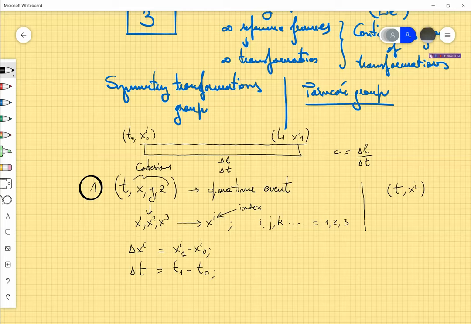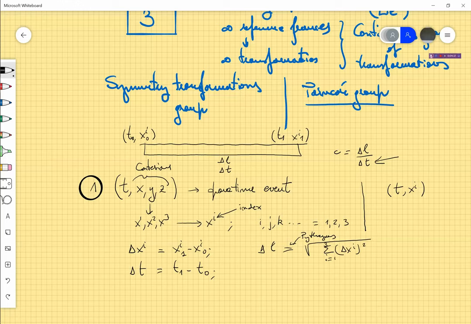This is just delta L, which is what appears here in this law, but we still need some work to compute delta L. Delta L we compute using the Pythagoras theorem. So delta L squared, if you want, or delta L, with no squares, we just take the square root, will be the sum of the delta xi square.